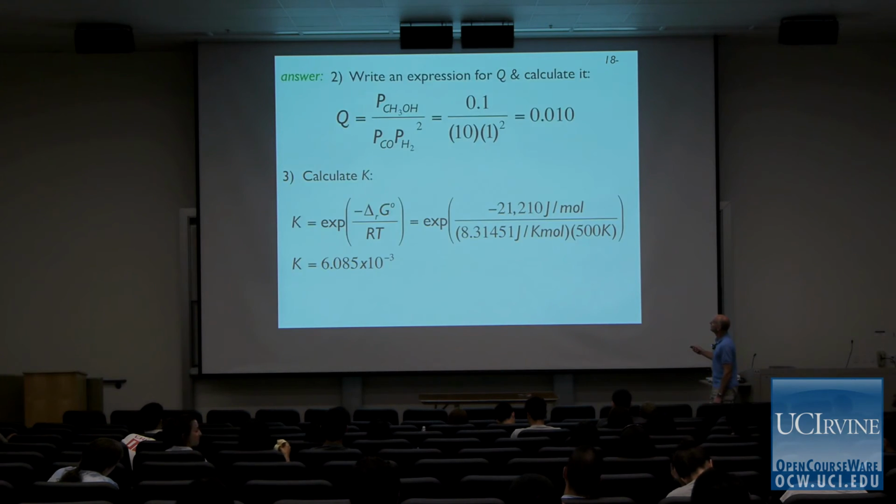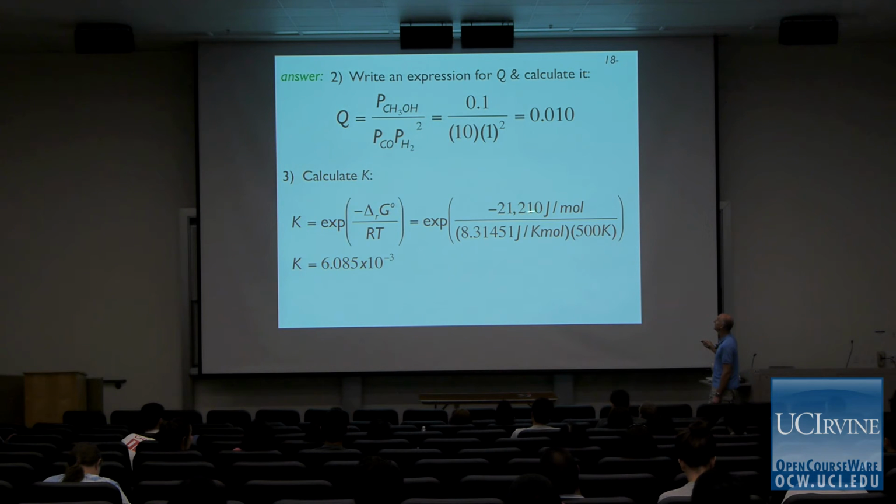Okay, so now we can calculate K. K is just the exp of minus the standard reaction Gibbs energy divided by RT, and we were given this in the problem. It's 21.21 kilojoules per mole, so that's 21,210 joules per mole, and I can calculate K. Sure enough, it's less than 1.